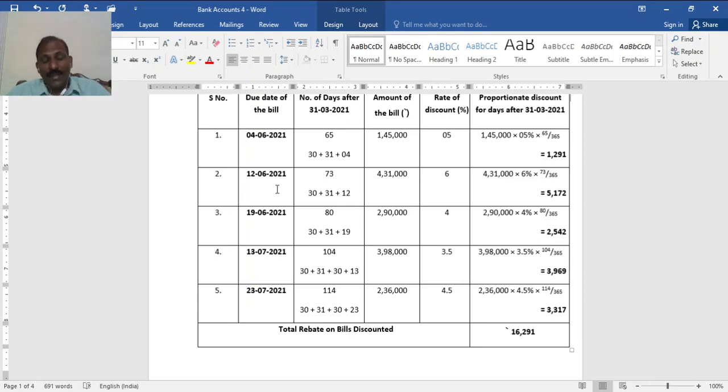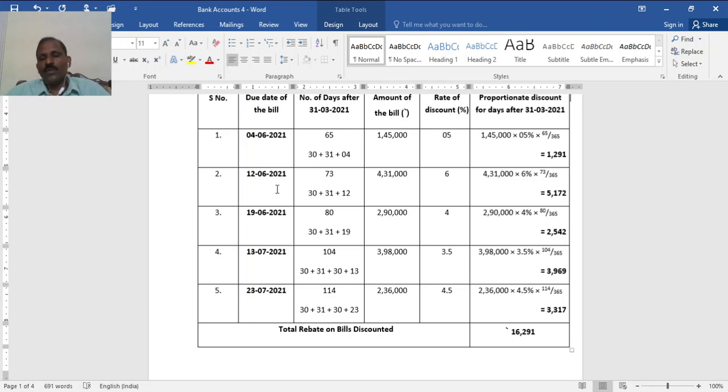Then the third one, 19th June is the due date. So 80 days outstanding. Bill amount 2,90,000 at 4% for 80 days. You get 2,542. Then the bill for 30th July. So now April 30 days, May 31, June 30 and July 13. Total 104 days. Bill amount 3,98,000 at 3.5%. You will get 3,969. Last one, 23rd July, 10 more days. So bill amount of 2,36,000 at 4.5% for 114 days.